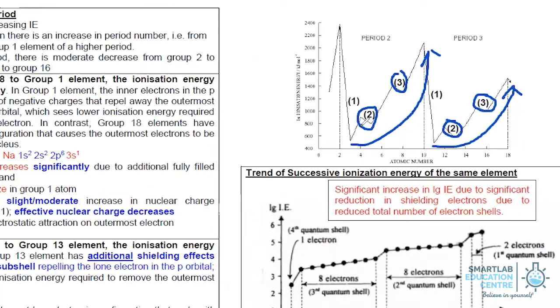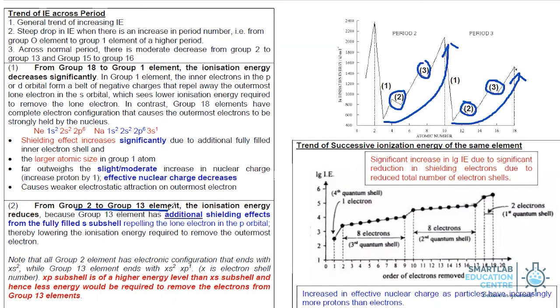So you will find that the reason why from group 2 to group 13 there's a slight dip that breaks away from the increasing trend is because of additional shielding effect as a result of the s subshell being fully filled. Because if you look at the electronic configuration for group 13 elements, it ends with ns2 np1, while group 2 elements essentially just end with ns2. So in this case, the fully filled ns2 subshell could provide shielding effect on your p subshell. That additional shielding effect helps to explain why there's a general dip in the first IE.